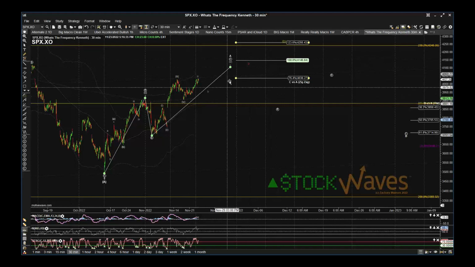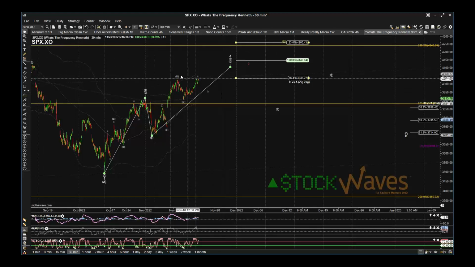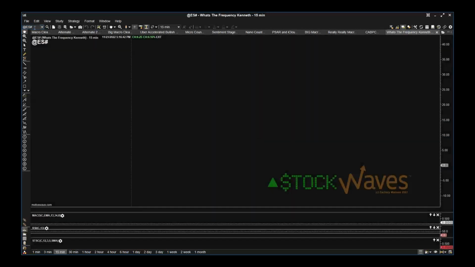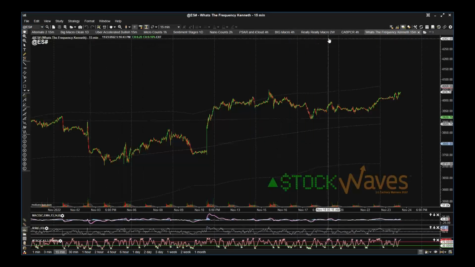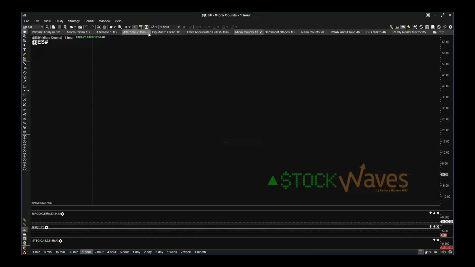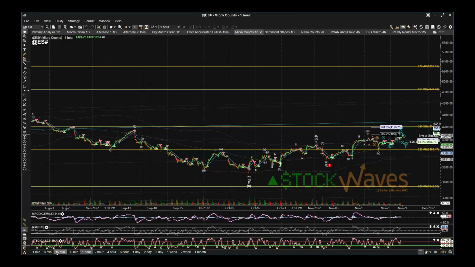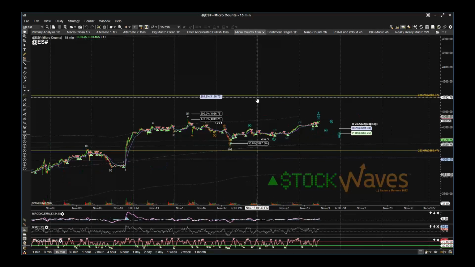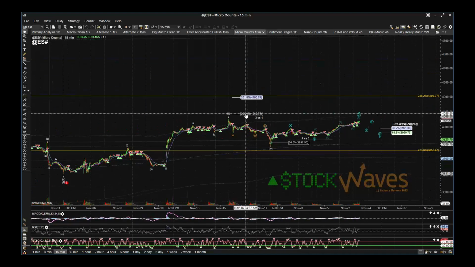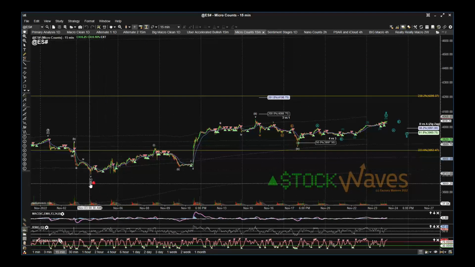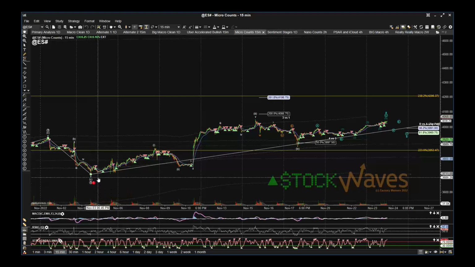Just to zoom in on this structure now, we're going to switch over to the ES chart, which I use for much smaller degree charting. And we're going to go to the tab that is the micro counts, and zoom into the 15-minute there. Because the structure here off of the November 3rd low did not give us a clean 5 waves up.